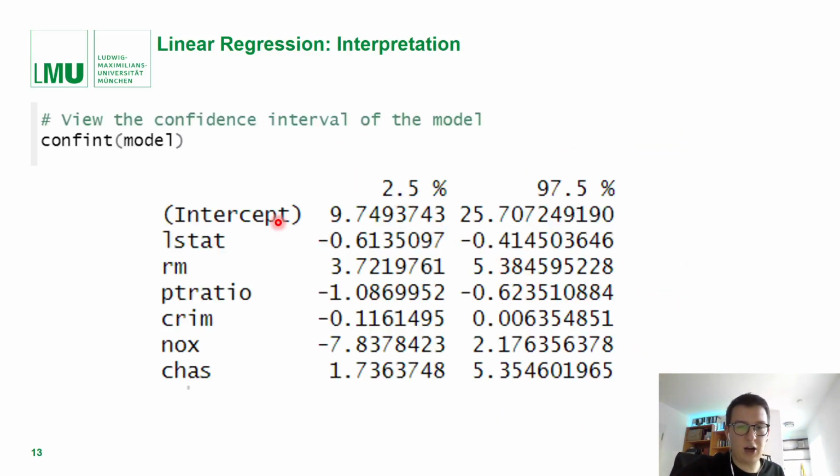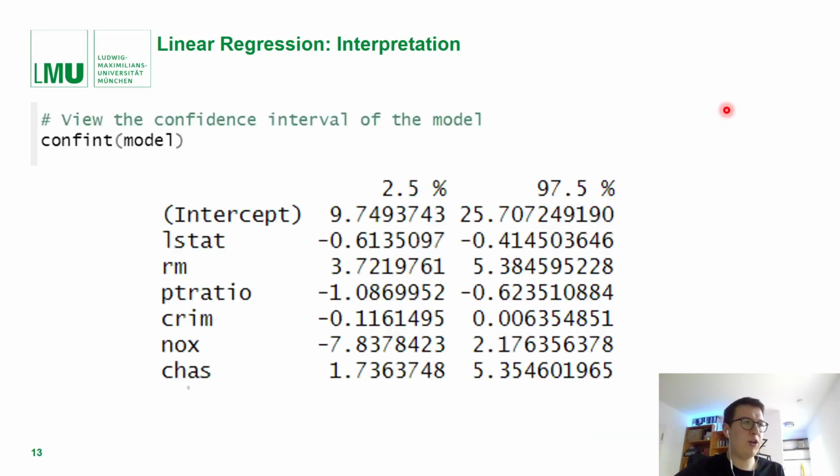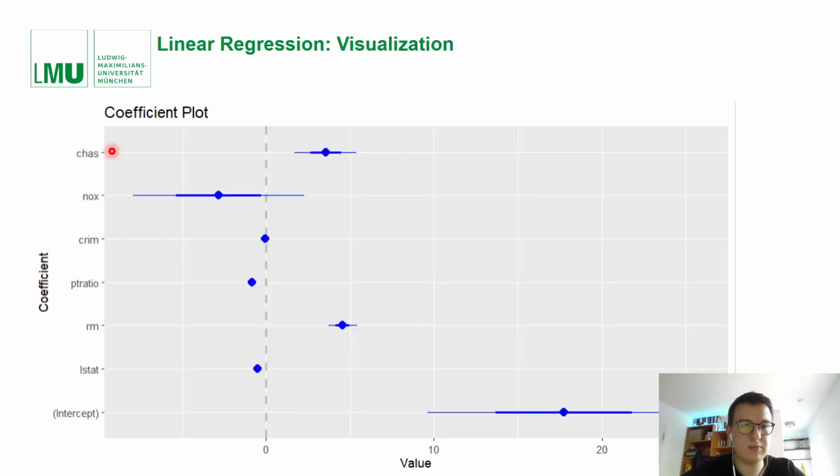Here again are the upper and lower boundaries for our confidence intervals. I just wanted to show this to you because with a package called Stargazer, we can create nicer outputs of the regression coefficients and also the confidence intervals. This is how it can be done in base R with the confint function.